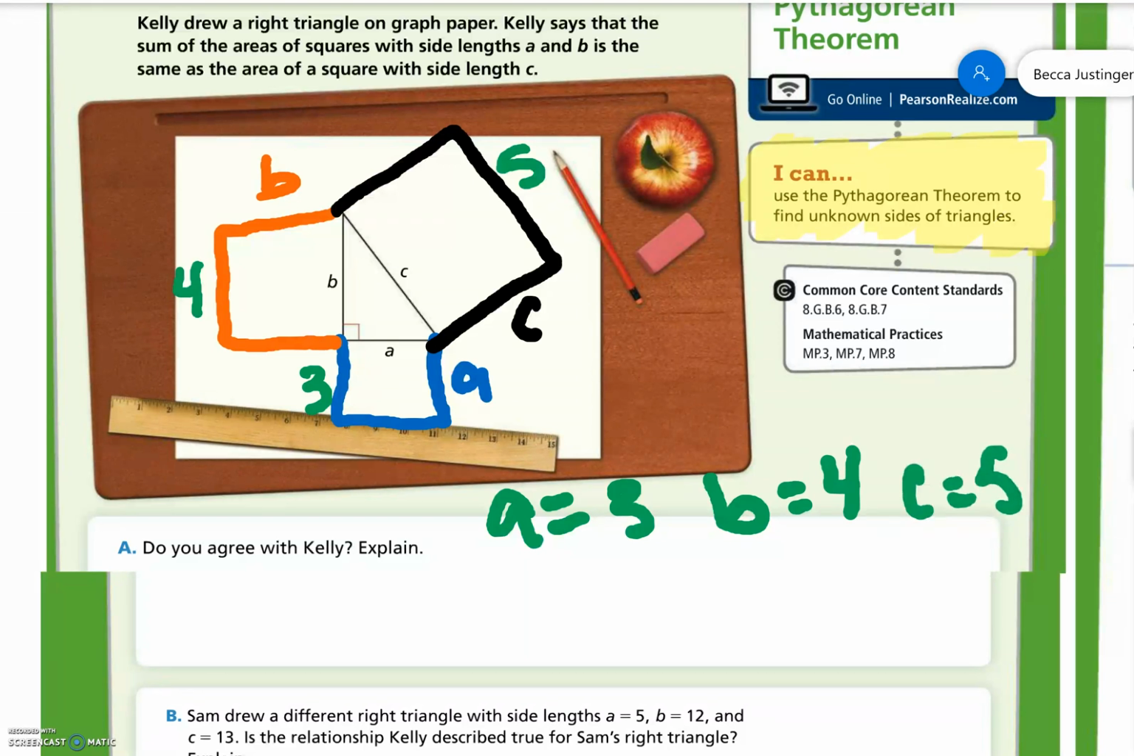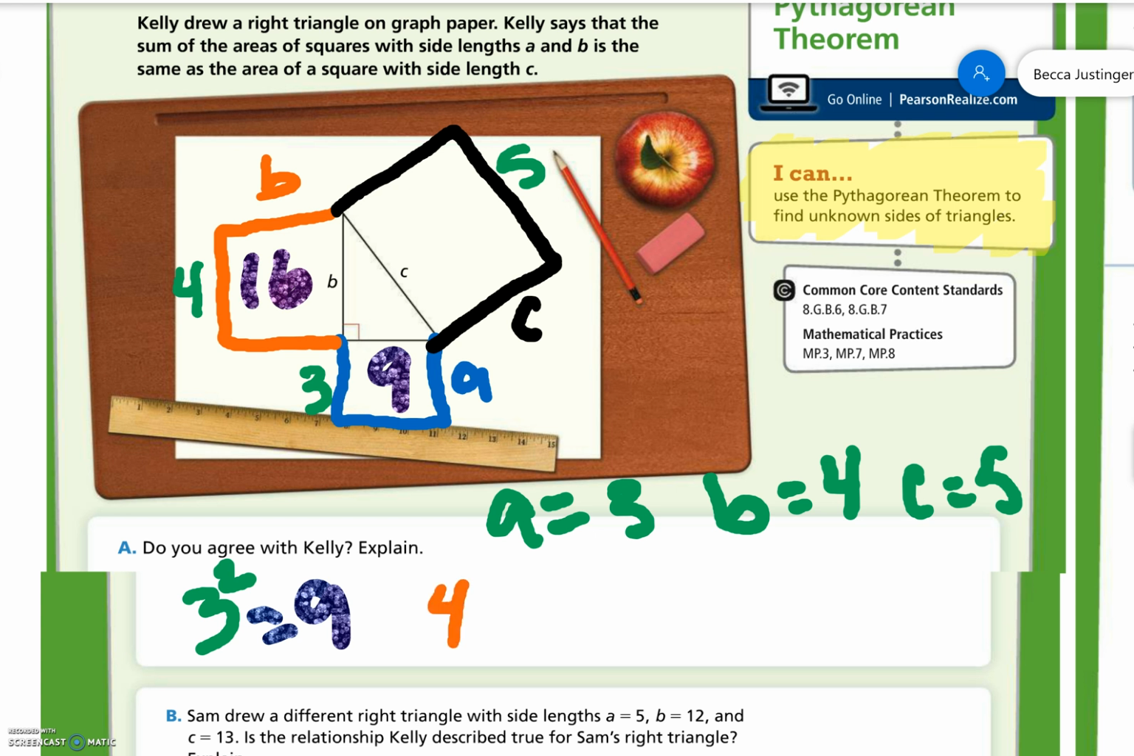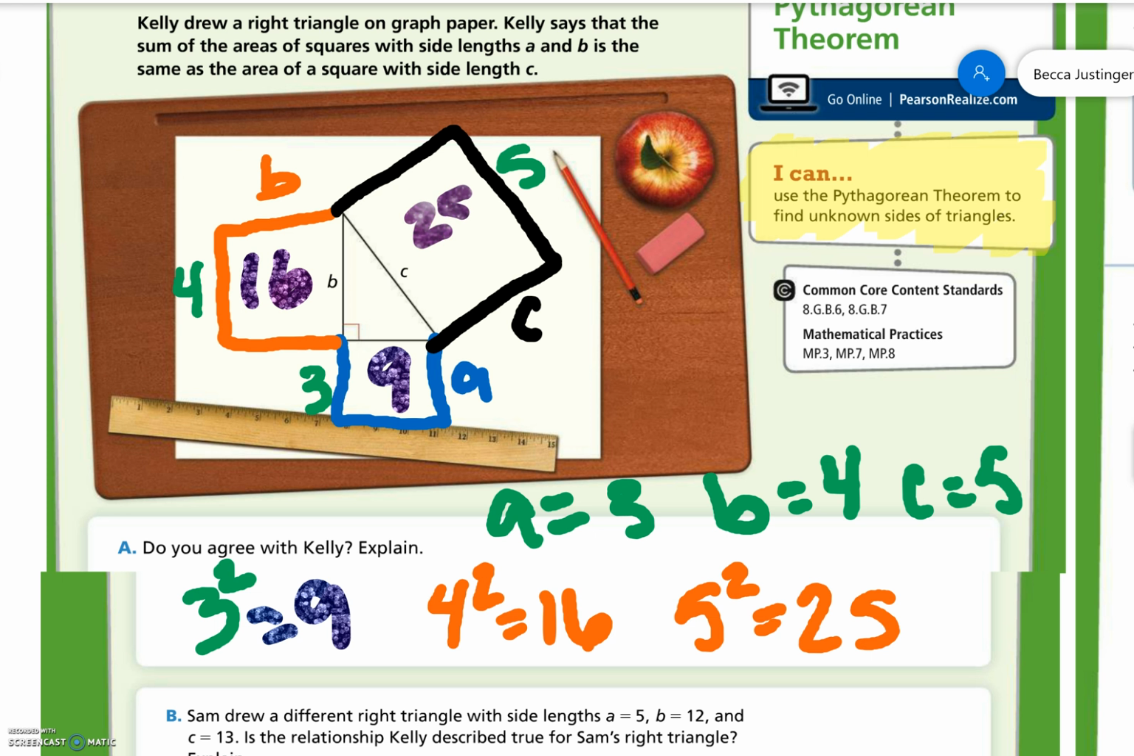So A squared, the area of the square of A, is 9. 4 squared is 16. And 5 squared is 25. So we got 9, 16, and 25. So she's saying that 9 plus 16 equals 25. And it does. So that checks.